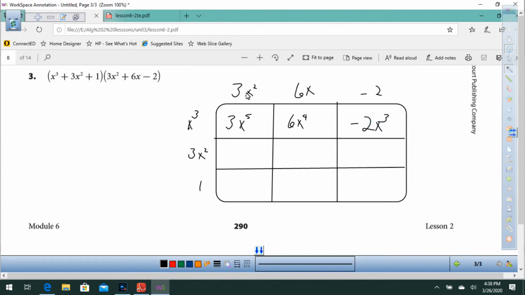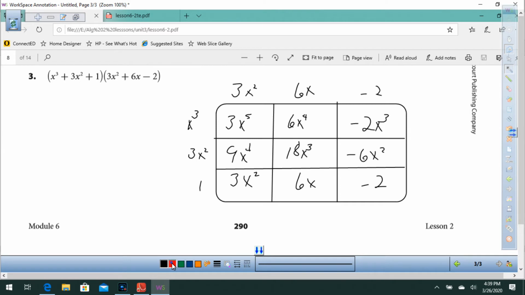3x squared times 3x squared, 3 times 3 is 9x, and 2 plus 2 is 4. 3x squared times 6x, 3 times 6 is 18x, and then 2 plus 1 is 3. 3x squared times negative 2, that's going to be negative 6x squared. That's going to be 3x squared. That's going to be 6x, and that's going to be negative 2.